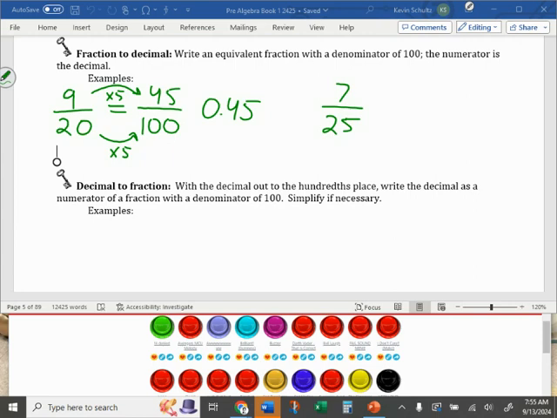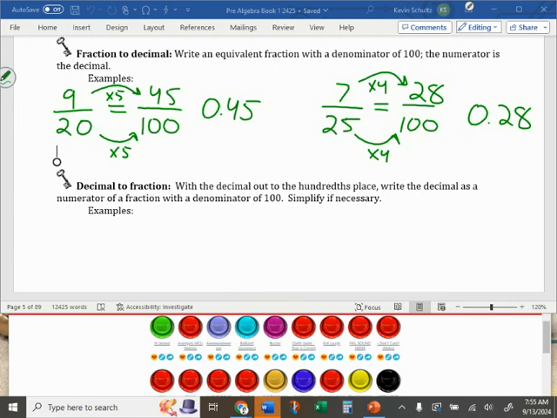Melanie? You do it times 4. Times 4 this time, right? 25 times 4 is 100. 7 times 4, 28. So 7/25 is equivalent to 28 hundredths. And so the decimal would be, Liam? 0.28. Very good. Look at us go. We're rocking.